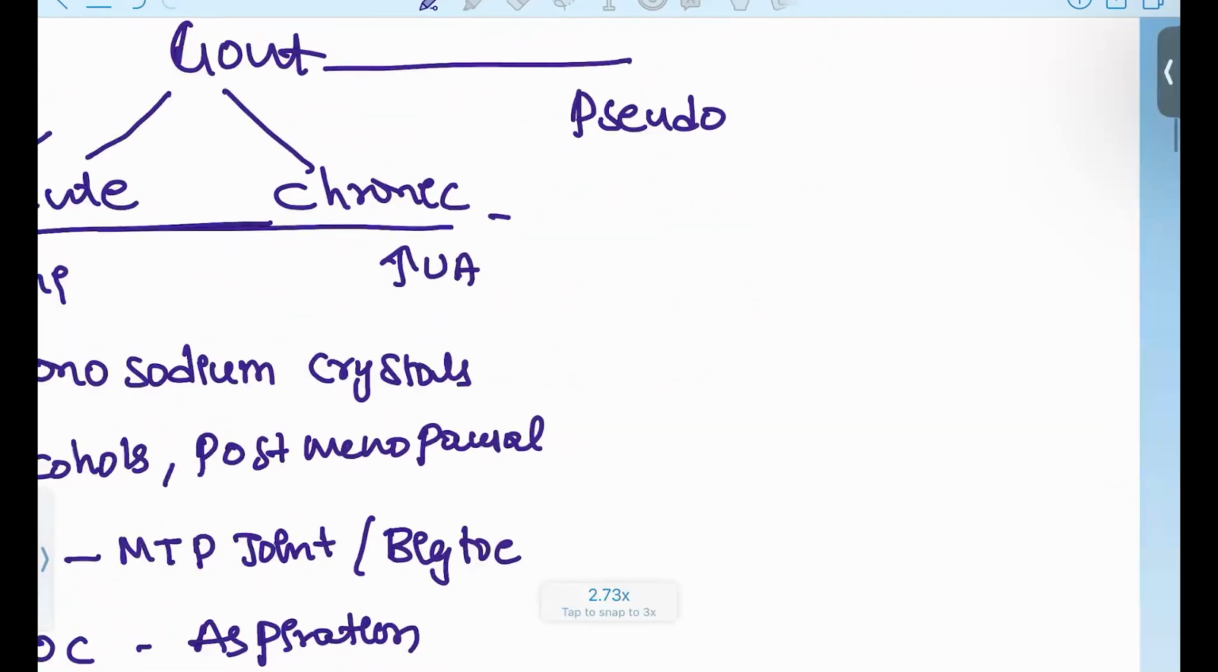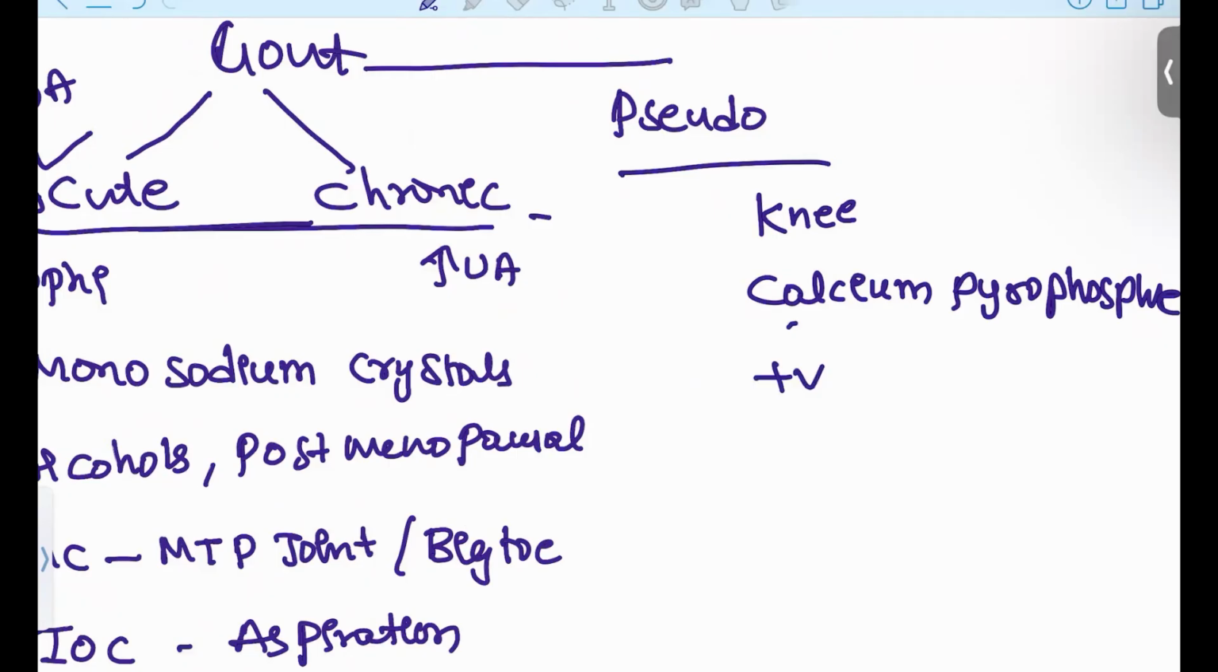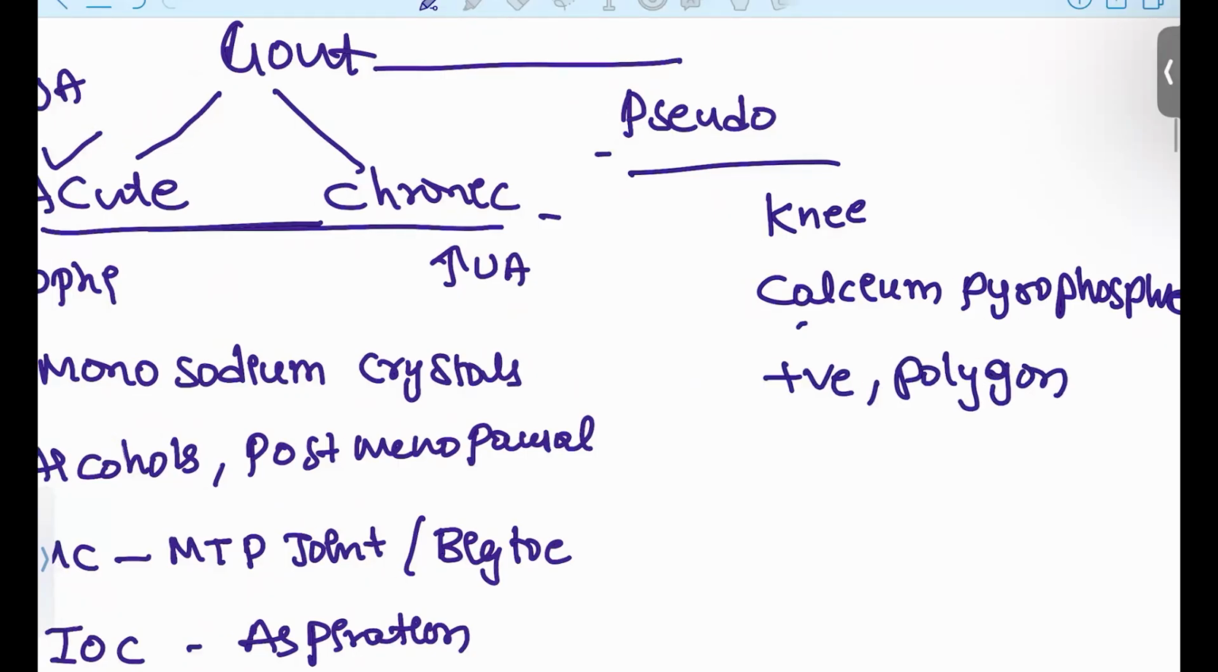Coming to the pseudo gout patients, the knee joints will be involved and this patient will have calcium crystals. Okay, calcium pyrophosphate crystals will build up in this patient. And when you check this patient under microscopy, they will have positively charged polygonal shapes. Okay, in pseudo gout, pyrophosphate calcium, positively charged polygonal shapes. This is what is found in pseudo gout.